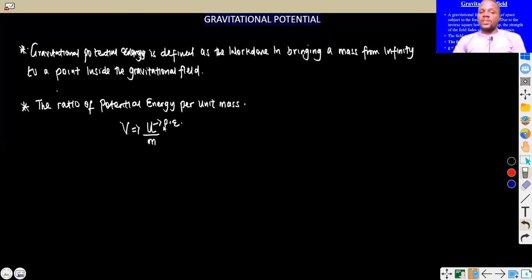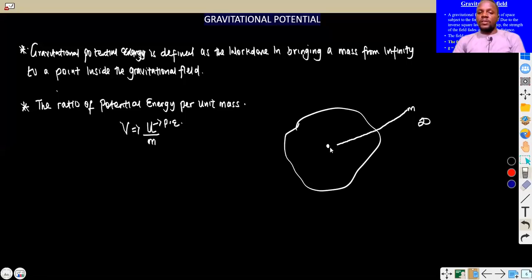So what we are saying now is that if we have a region inside this particular field, and we have a particular mass placed at infinity, and I'm bringing this mass to a point inside the field, the energy required to bring that mass from infinity to a point inside the field is called the gravitational potential energy.